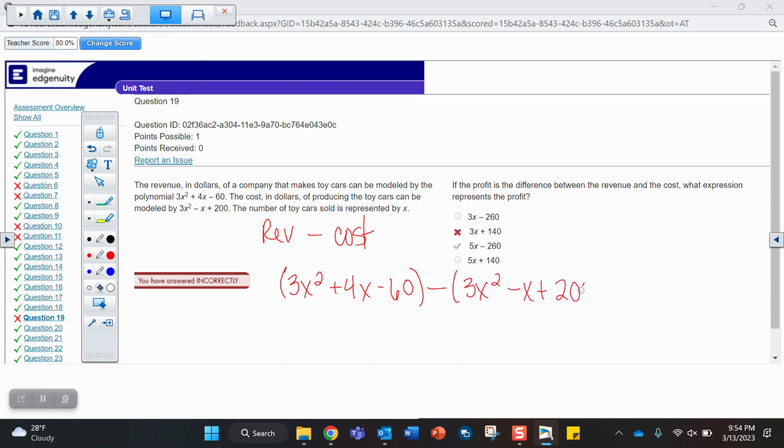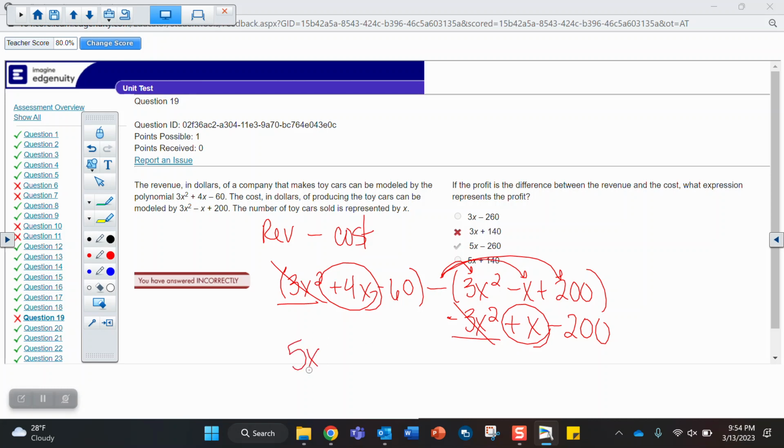So remember with these, when you're subtracting entire polynomials, you're subtracting every term inside. It's almost like you're multiplying everything by a -1. So that ends up 3x squared. That's going to now be a positive x, and that's going to be a minus 200. So when we combine our like terms, the 3x squareds cancel out. I have 4x plus x, so that's 5x, and I have a negative 60 minus 200 more, that's negative 260. So you can see that answer choice there.